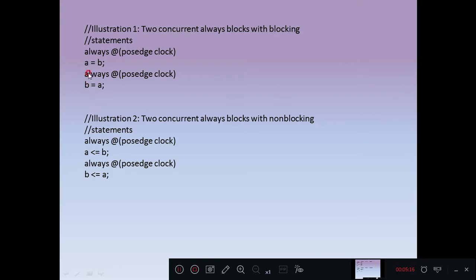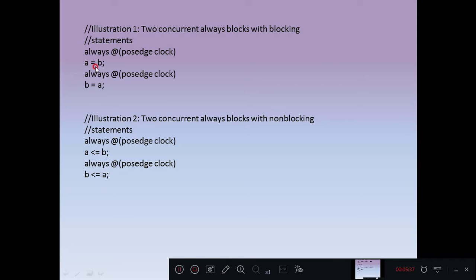In any case, if A gets updated first, A will get the value of B, and then you are trying to assign the B value to B. So one value is lost here. If B gets the value of A and then this second statement is evaluated, then the B value is lost.